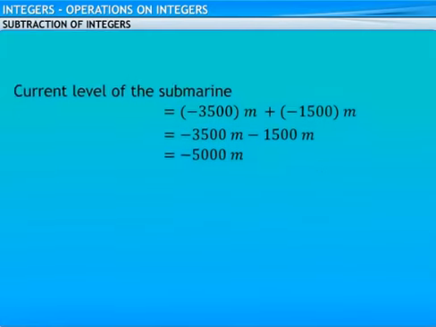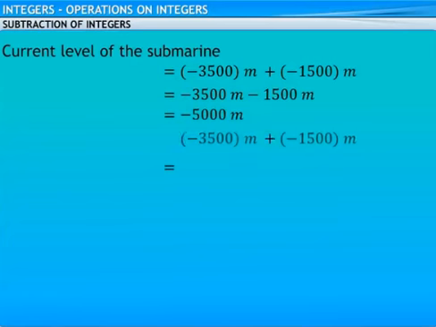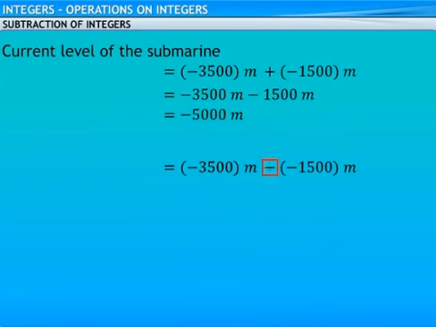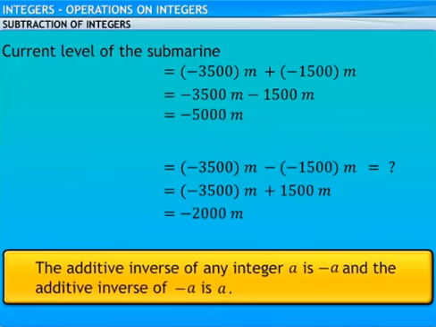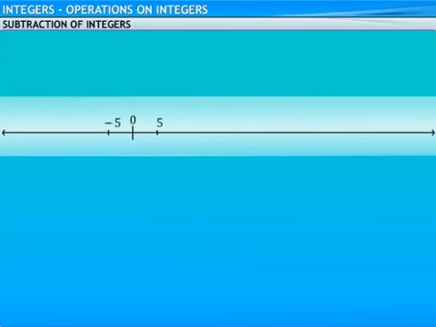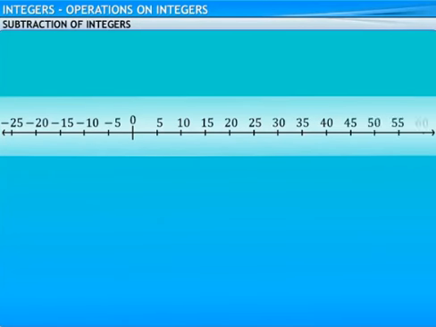Now, what if you had subtracted minus 1,500 meters from minus 3,500 meters? In such a case, the final value would have been minus 2,000 meters. Subtraction is the opposite of addition, and therefore, we add the additive inverse of the integer that is being subtracted to the other integer. Let's see how these calculations are done on the number line.